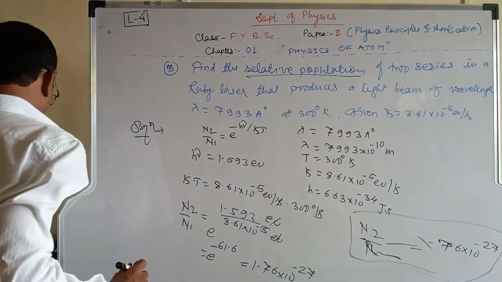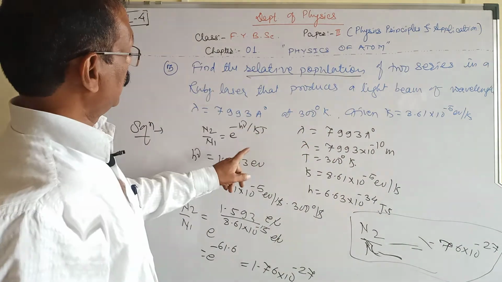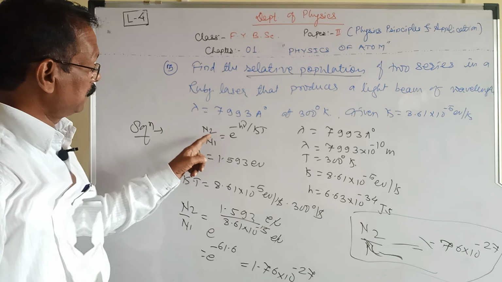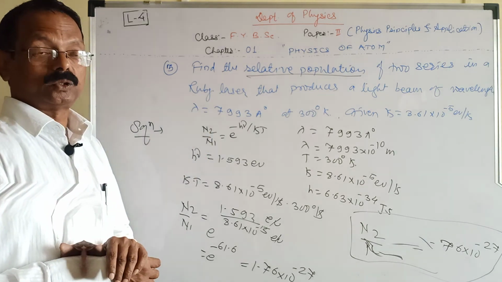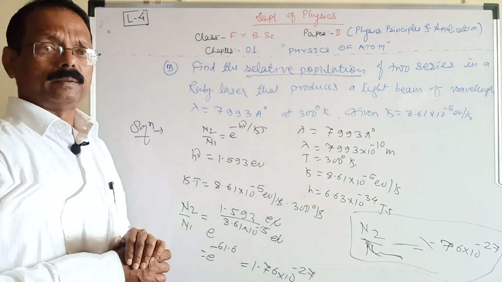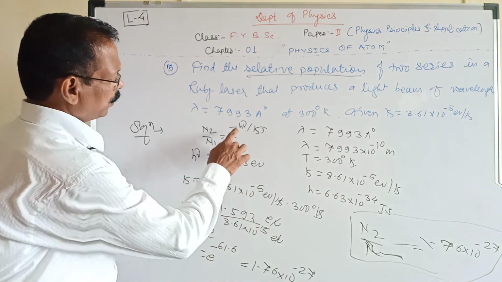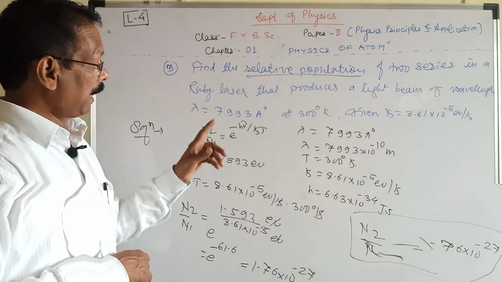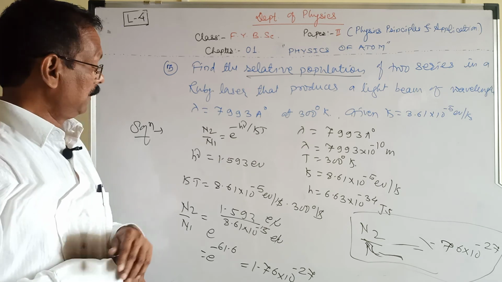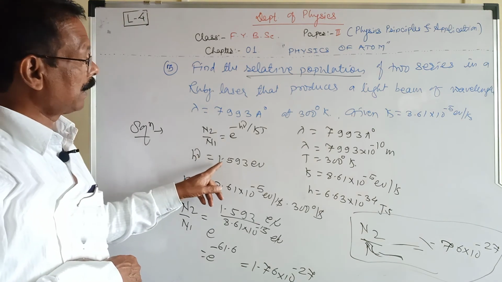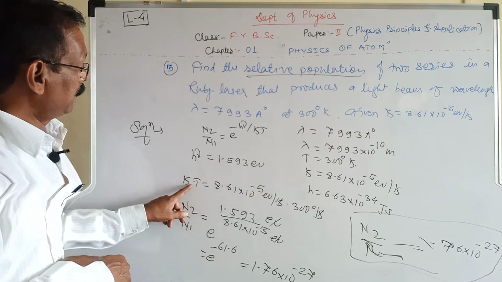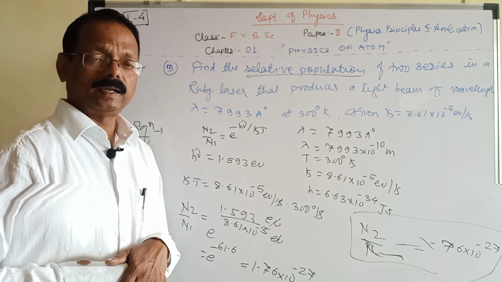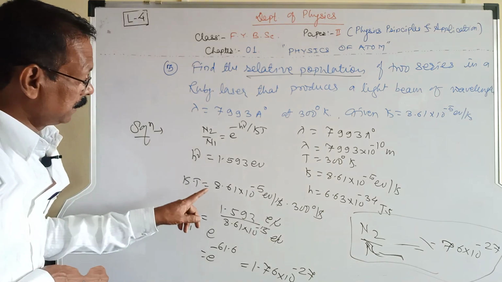Remember that we come up to this step for the relative population. We must know what is N1, what is N2, and then the ratio of that. You will get N2 upon N1 is equal to e raised to minus h nu upon kT. Some quantities are directly given, some are indirectly given. First we have to find out h nu, but nu is not given; lambda is given. So we must know the relation between lambda, nu and c. After substituting the value, you will get h nu, and then calculate kT. kT is very simple here. K is already given and T is equal to 300 degree Kelvin.